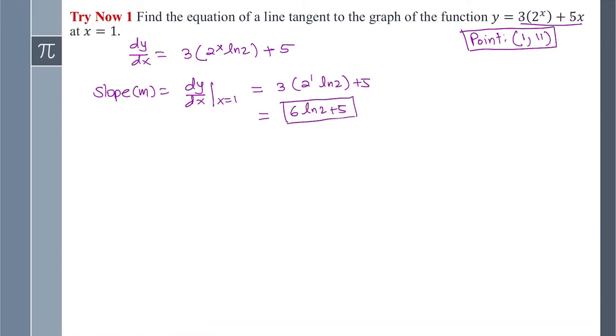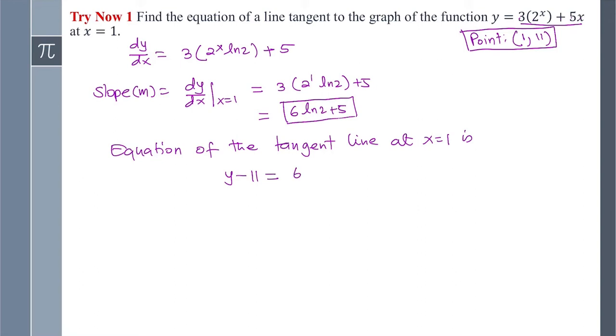Now the equation of the tangent line at x equals 1 is y minus y1, which is y minus 11, equals m, which is the slope. So 6 natural log of 2 plus 5 is the slope. So m times x minus x1. Sorry, x1 is 1.